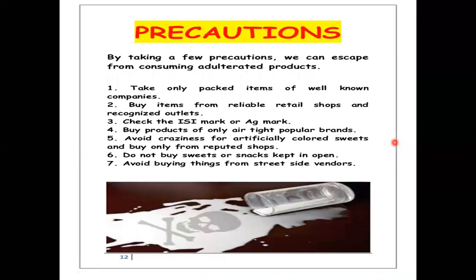To avoid food adulteration, what precautions do you have to take? First of all, take only packed items of well-known companies. Then buy items from reliable retail shops and recognized outlets. Next, check whether the ISI mark or the Agmark is present on the product or not. Then buy products of only airtight, popular brands, avoid the craze for artificially colored sweets, and buy only from reputed shops.